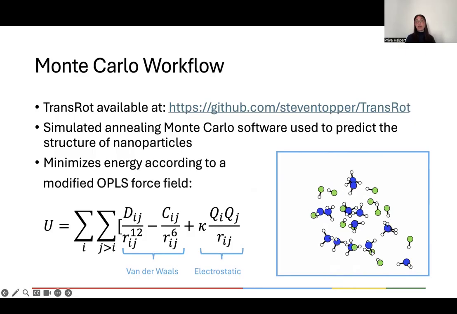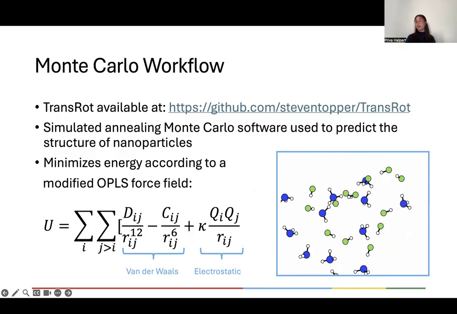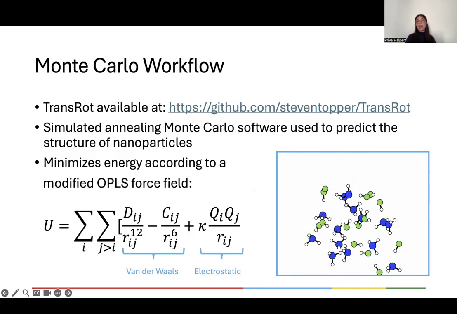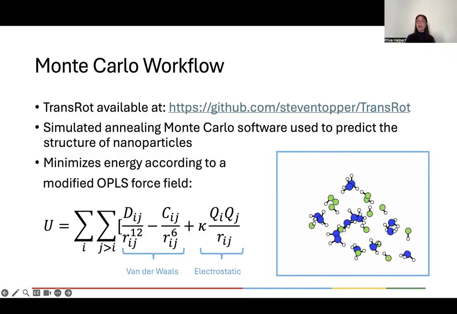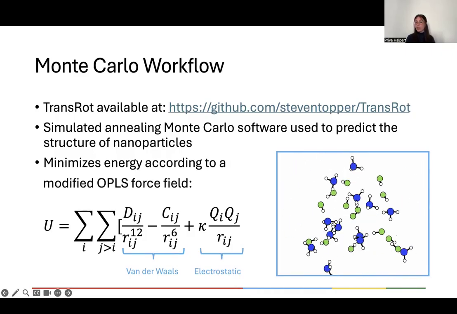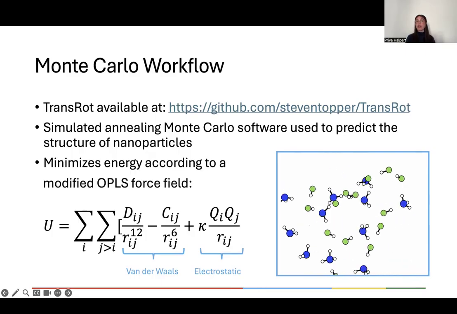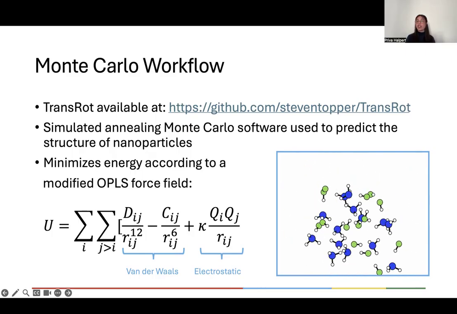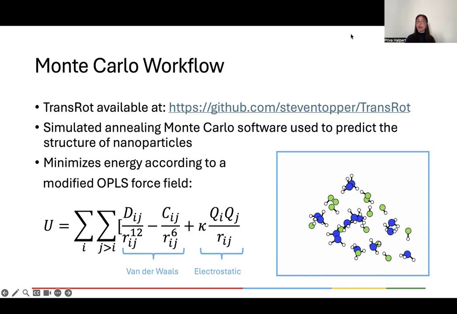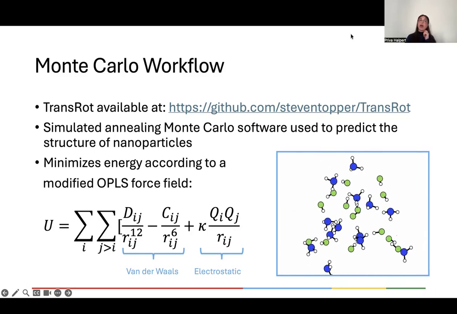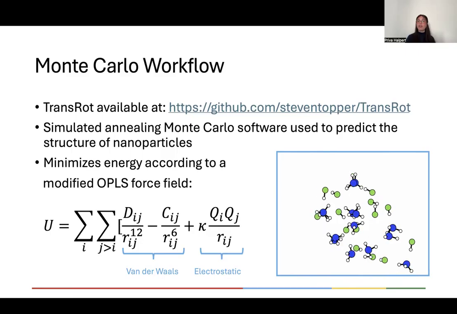We have our own software developed by my group called Transfer, which is available at the GitHub over here if anyone's interested. And to do this, we minimize the energy according to a modified OPLS force field. I'm happy to answer any questions about that if anyone wants to reach out via email. But this project does rely on the Transfer code and the method of simulated annealing.